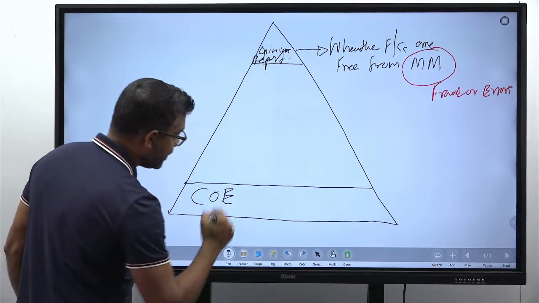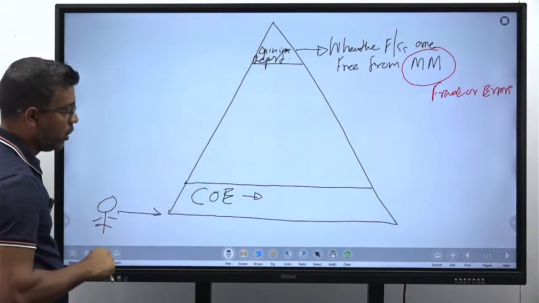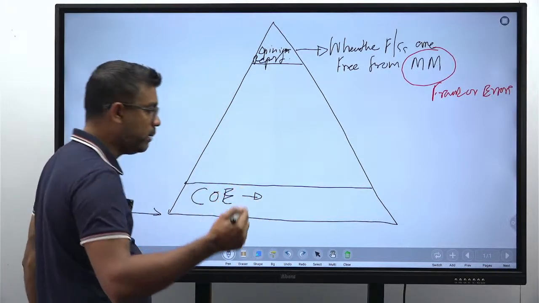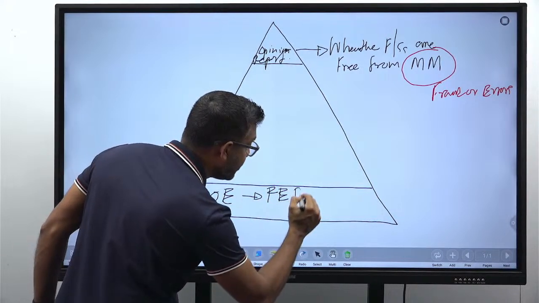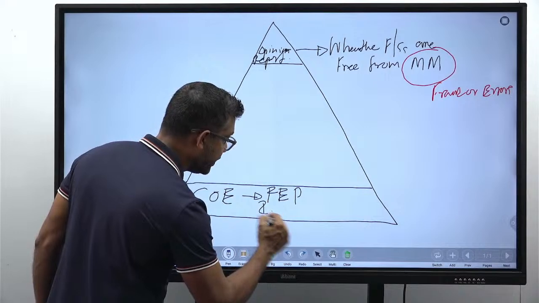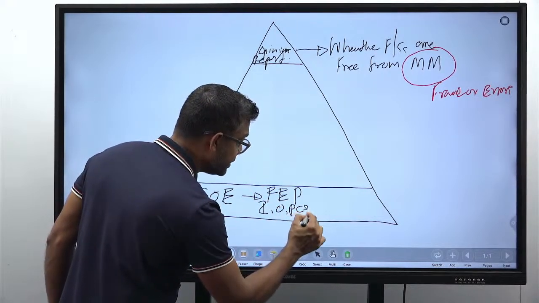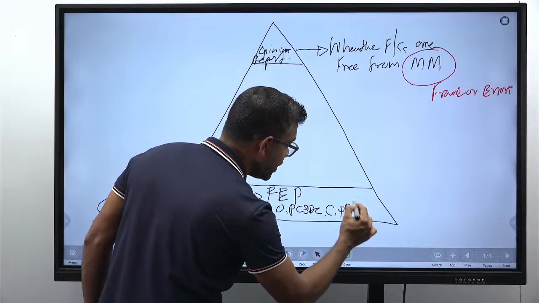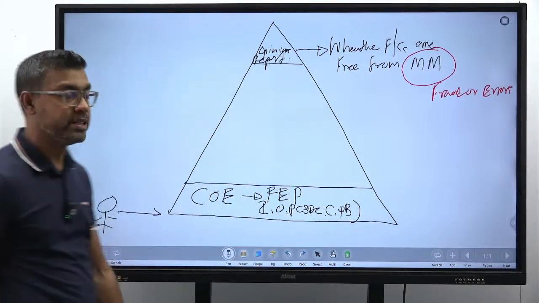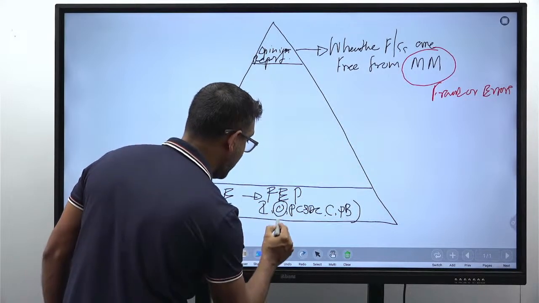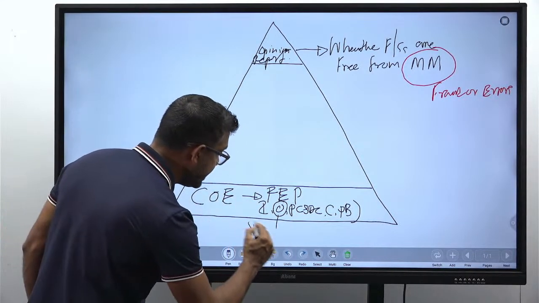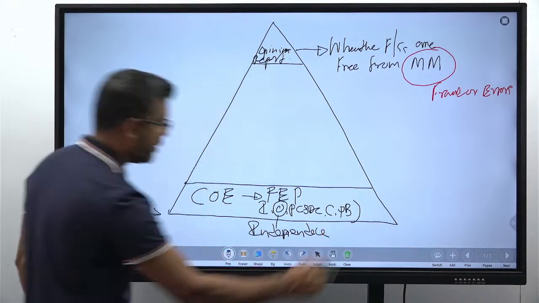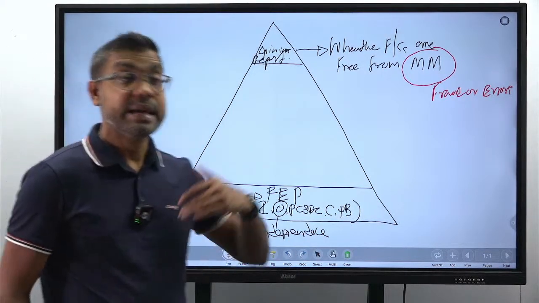Code of Ethics. The person who is giving this opinion should comply with the Code of Ethics. In the Code of Ethics, for what should they comply? The fundamental ethical principles. What are the fundamental ethical principles? Integrity, objectivity, professional competence and due care, confidentiality, and professional behavior. These are the 5 fundamental ethical principles. Out of that, I'll take objectivity out and write the golden word independence. The person who is giving this opinion should be independent.